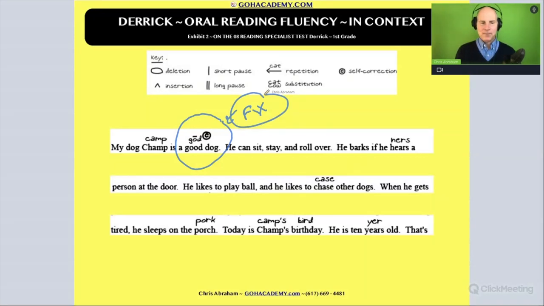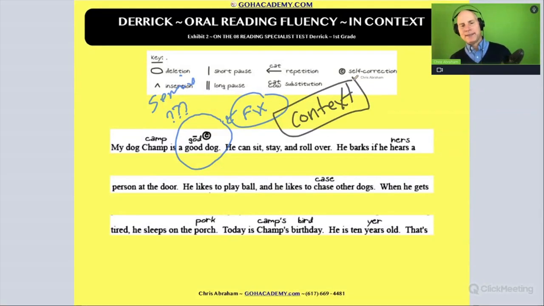And what exactly is that? Well, the sentence should have read, my dog Champ is a good dog. But he said, my dog Camp is a goad dog. But then he's like, goad? Now that doesn't make sense. When a student makes a miscue and they can hear that it doesn't make any sense, then they go around and look for something called context clues, or more specifically, a semantic context clue. So let me write down context clue.